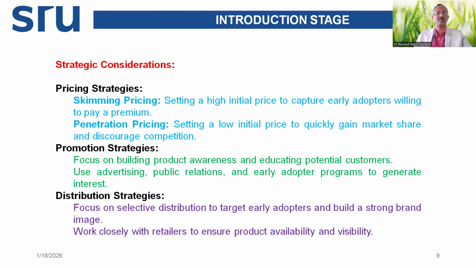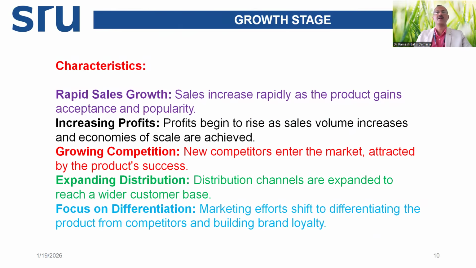Regarding distribution, the strategy can be to focus on selective distribution. Target the early adopters. Identifying early adopters is important. Distribute to them and build a strong brand image. Then another distribution strategy can be to work closely with retailers to ensure product availability and visibility. Now let us see the characteristics during the growth stage. In this stage, as we discussed, sales increase rapidly, exponentially, because the product gains acceptance and popularity.